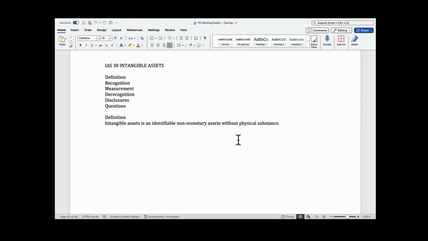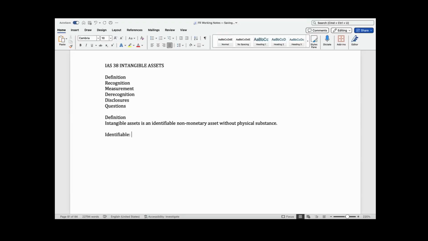Identifiable non-monetary assets without physical substance. So the one that I think is very clear from this definition is that it is without physical substance. I wonder why they introduce this to identifiable non-monetary. But at least even without explaining anything, you know that they are without physical substance. It's not something you can touch nor see. Then the one that is not clear, which is identifiable.